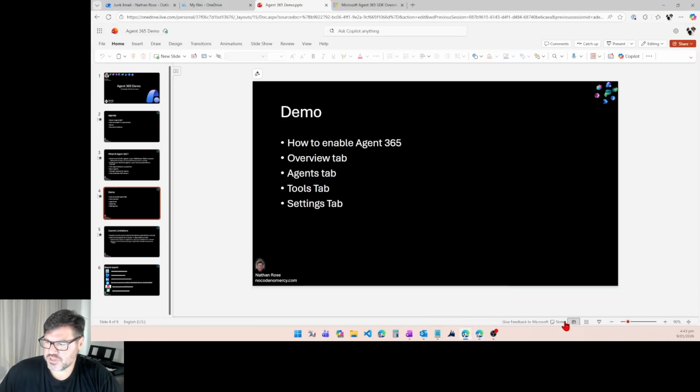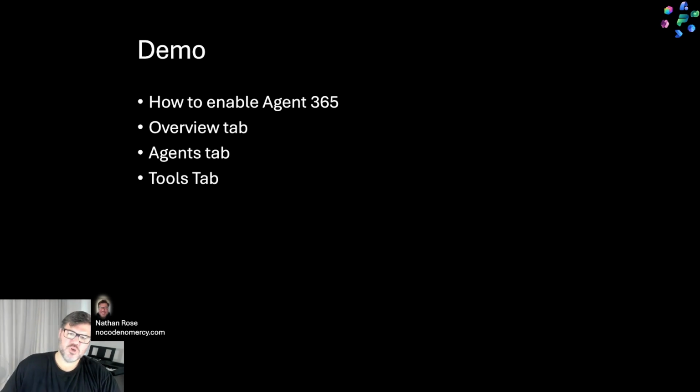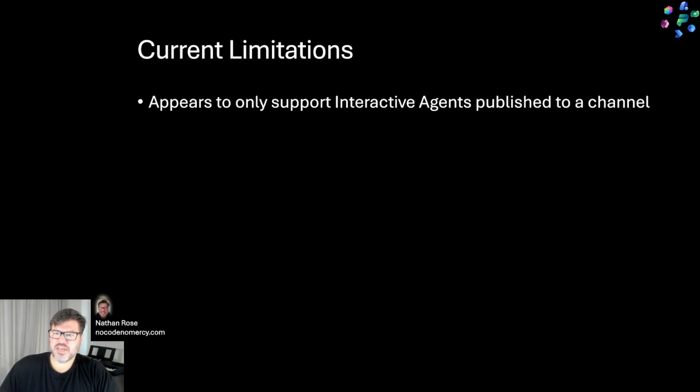Let's pop back to our presentation. So we've seen how to enable it, and then the overview, agents, tools, and settings tabs that are available in Agent 365. All right, let's wrap it up. Limitations. The biggest limitation that I noticed with Agent 365 at the moment is that it appears to only support interactive agents that have been published to a channel. Remember I said to remember that because it's important later? This is where it applies.